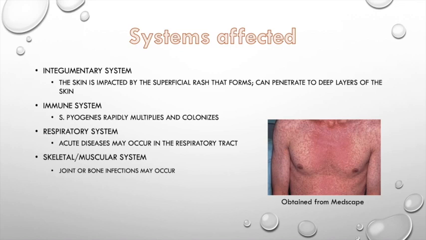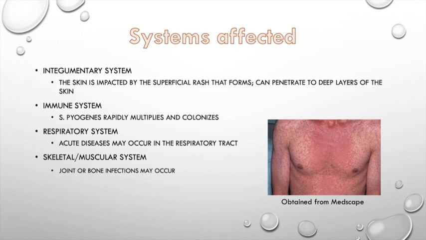The systems affected by Streptococcus pyogenes include the integumentary system, which is pretty obvious. This is the skin, and it's impacted by the rash that's forming, which I'll talk about when I get to the symptoms. The epidermis, which is the outer layer of the skin, gets this really bright red rash, and then it can potentially penetrate to deeper layers of the skin. Obviously, the immune system is affected. Streptococcus pyogenes rapidly multiplies and colonizes in the body, and the red blood cells are affected, which I talked about when I mentioned the group A beta hemolytic species, which causes that complete rupture of the red blood cells in the affected area.